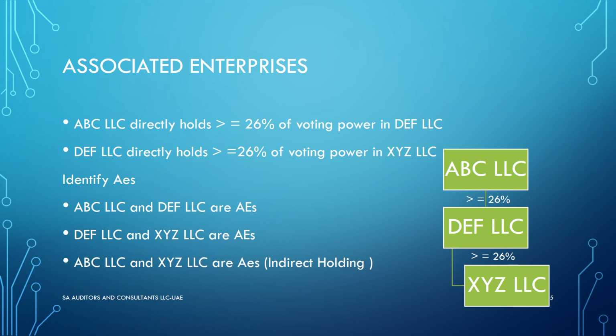Let's try to understand with one more example. ABC LLC directly holds more than 26% voting power in DEF LLC. DEF LLC directly holds 26% voting power in XYZ LLC. Identify the associated enterprises. In this case, ABC and DEF are direct participation, but ABC and XYZ are under indirect holding. I hope you understand associated enterprises.